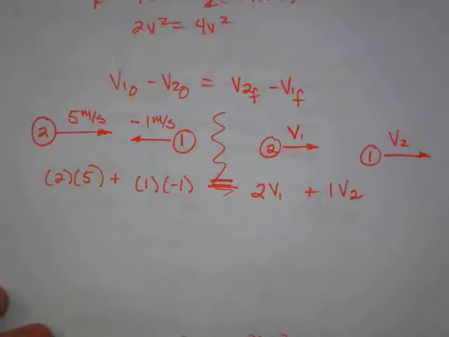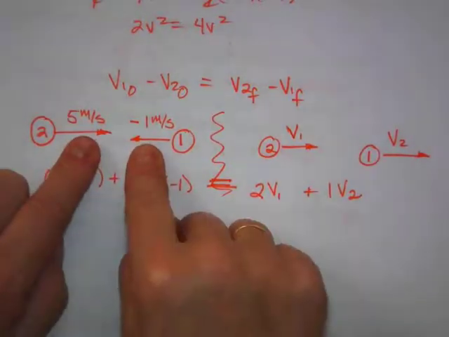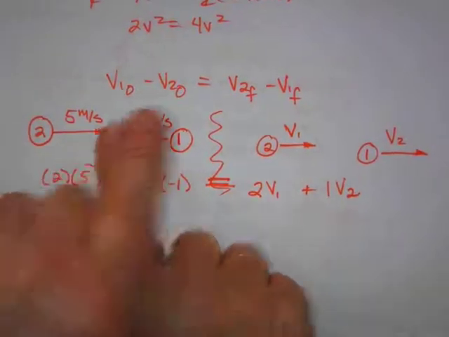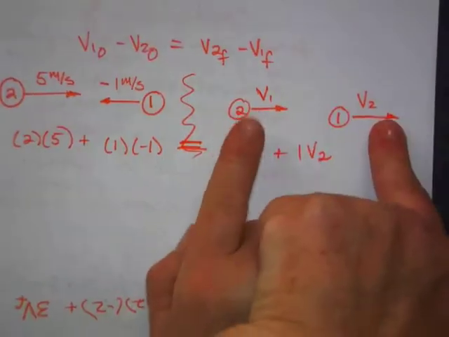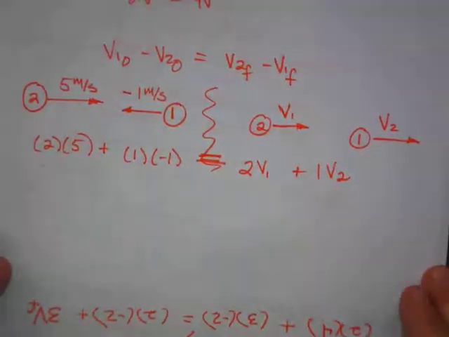The other equation that's also true is the relative velocity equation, which is the difference between these two velocities is equal to, flip them, the opposite of the difference between these two velocities.